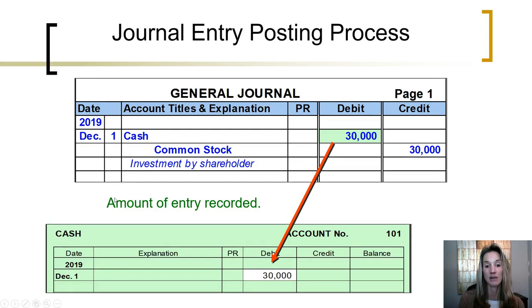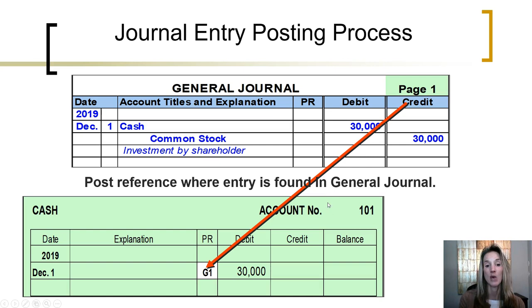With the date recorded, we are then going to record the amount. The general journal tells us we need to debit the cash account for $30,000, so we are going to post a $30,000 debit to the cash account. We then need to record where that debit came from. This debit came from the general journal, page 1. We are going to put a little abbreviation G for general journal and the page number. This is the post reference column. This is the column that tells us where this posting reference is from.